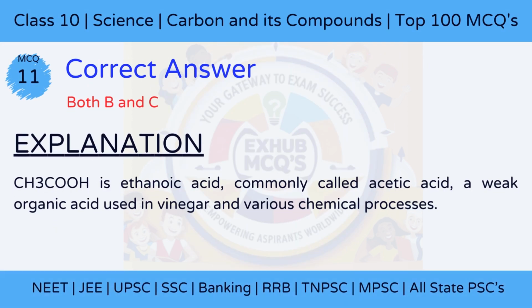The correct answer is option D, both B and C. Explanation. CH3COOH is known as ethanoic acid in IUPAC nomenclature and is commonly called acetic acid. It is a weak organic acid widely used in vinegar and other chemical applications.